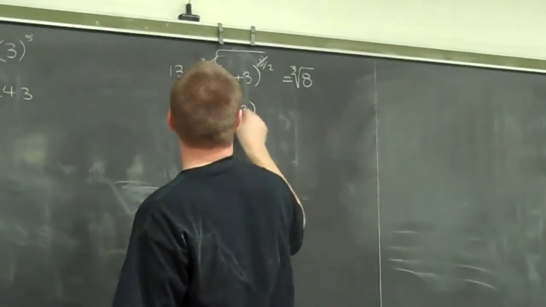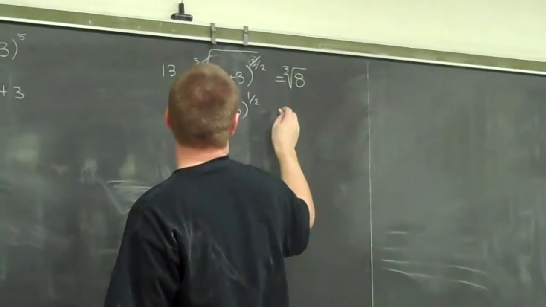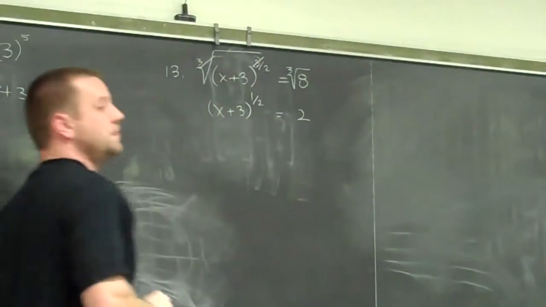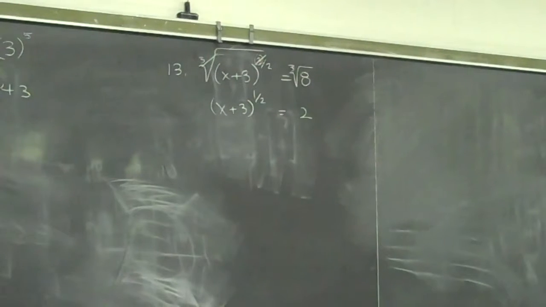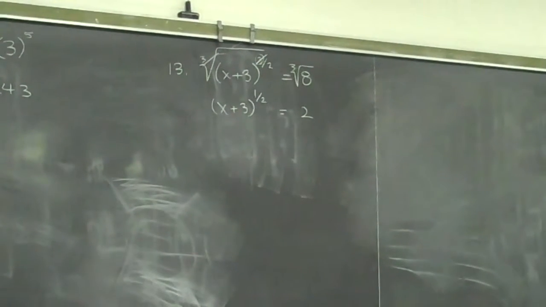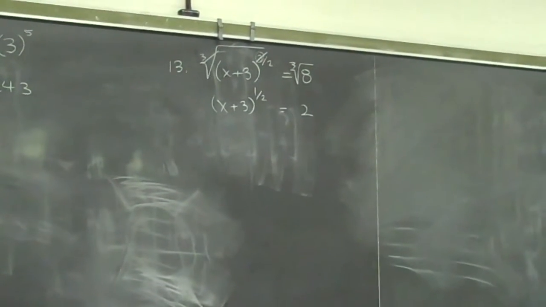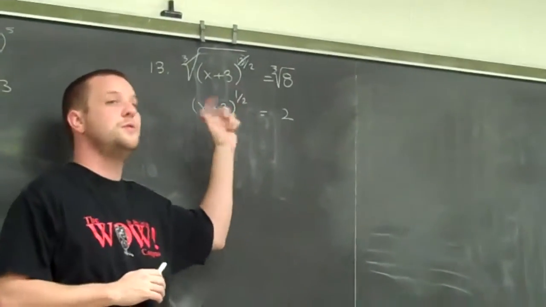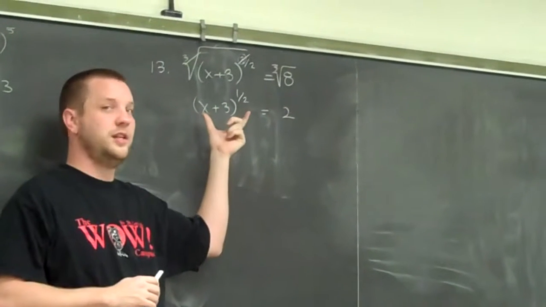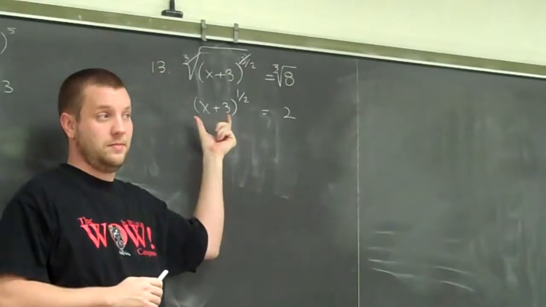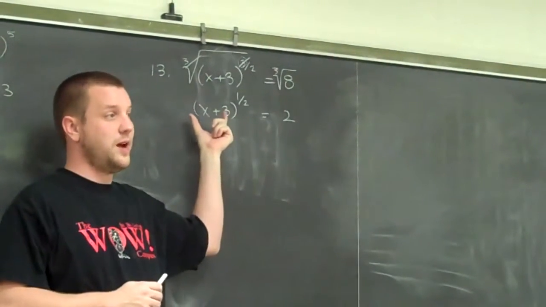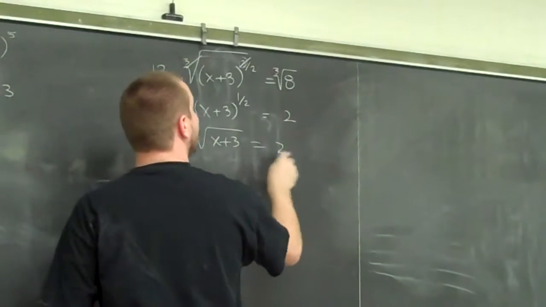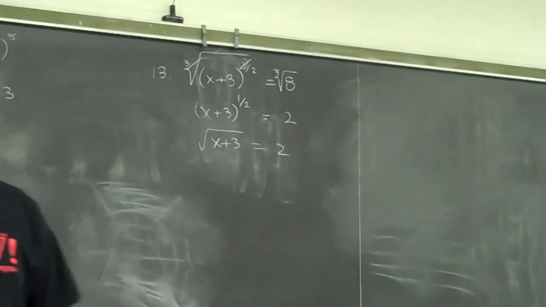So I have x plus 3 in parentheses, still raised to now the 1/2 power equals, over here the cube root of 8 is 2. And now that it's raised to the 1/2 power, what does that really mean? That's a square root, right? And since that's a square root, is this a radical equation essentially? Sure. This is a radical equation. This is the same thing as saying the square root of x plus 3. Which means what? When we solve?